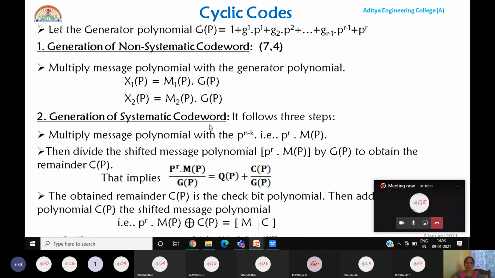Next, similarly, for generation of the systematic code word, we have to follow 3 steps. First step: a message polynomial will be given to you, and multiply that m of p with p power r. What is r? For a 7,4 code, r is 7 minus 4, that is 3, so p cube. So multiply the message polynomial with p cube, and divide that with the generator polynomial given in the question. So p power r into m of p is the first step, and dividing it by g of p is the second step. Once you divide, you will get some remainder, which may be 0 or some value, but you will get some remainder c of p.